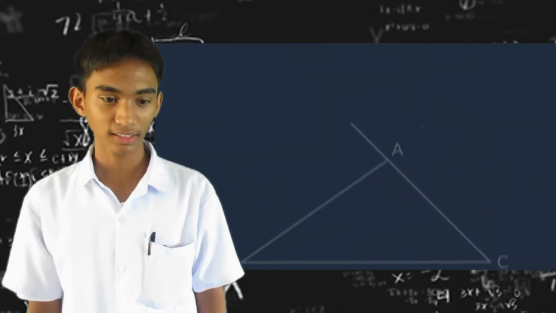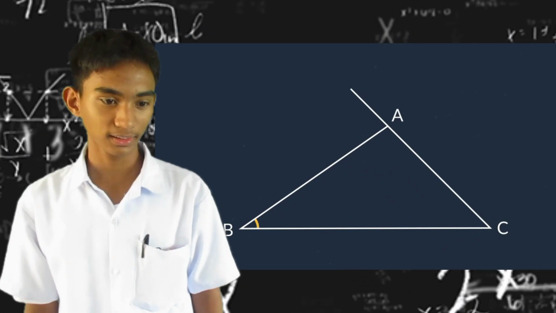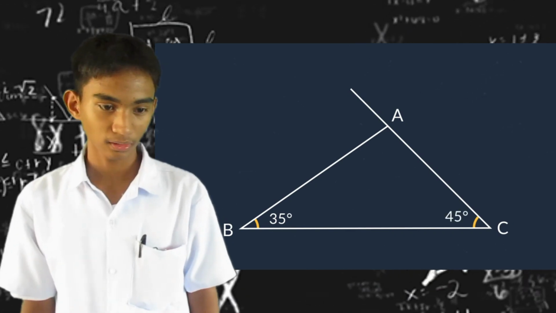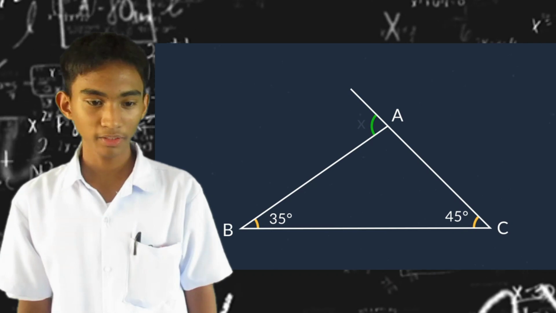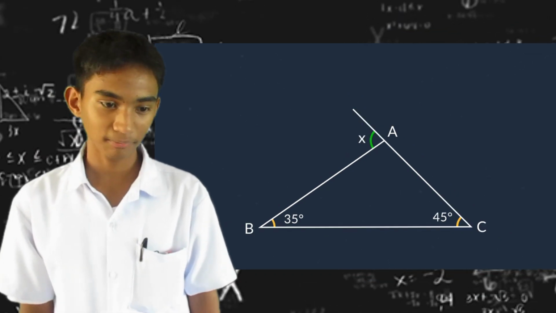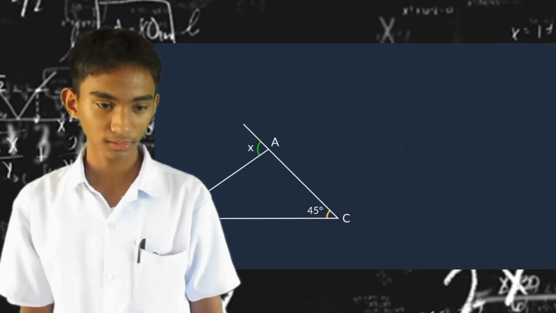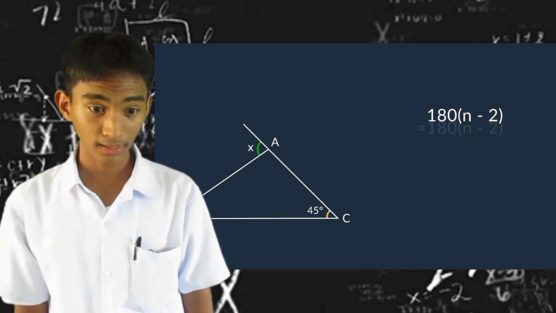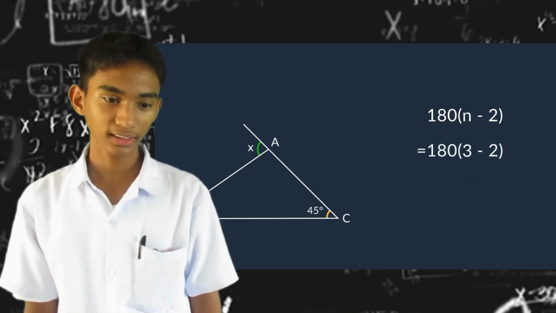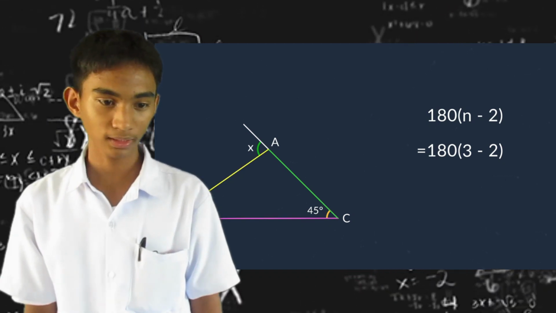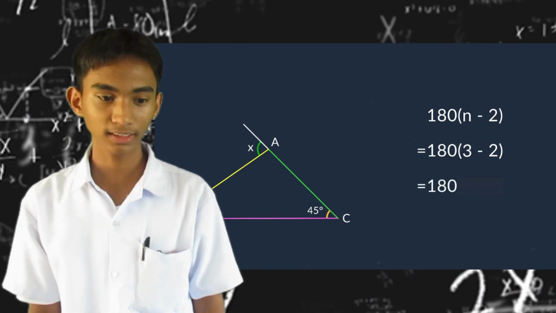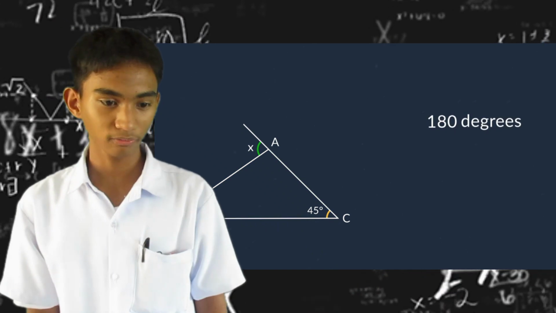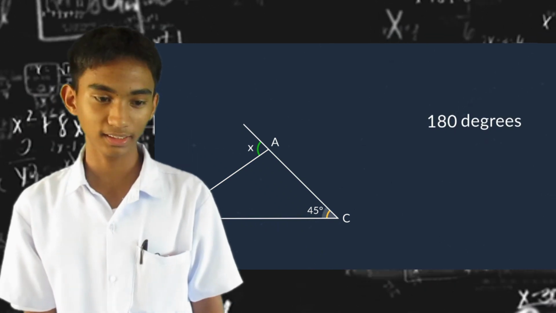Now imagine that we have a triangle ABC where angle ABC equals 35 degrees and angle BCA equals 45 degrees. What would be the exterior angle x? Well, we know that a triangle adds up to 180 degrees. No matter what, if we haven't memorized that by now, we can always use our formula 180 times n minus 2, and we'd get 180 times 3 minus 2 since there are 3 sides in this triangle. Simplifying, this gives us 180 times 1, which is just 180 degrees.